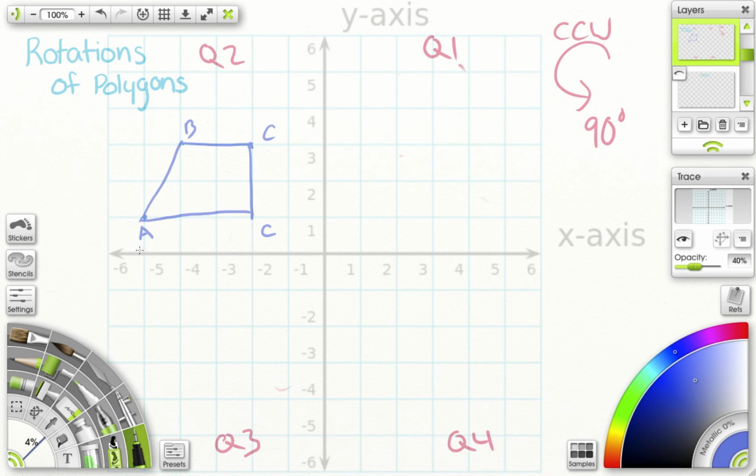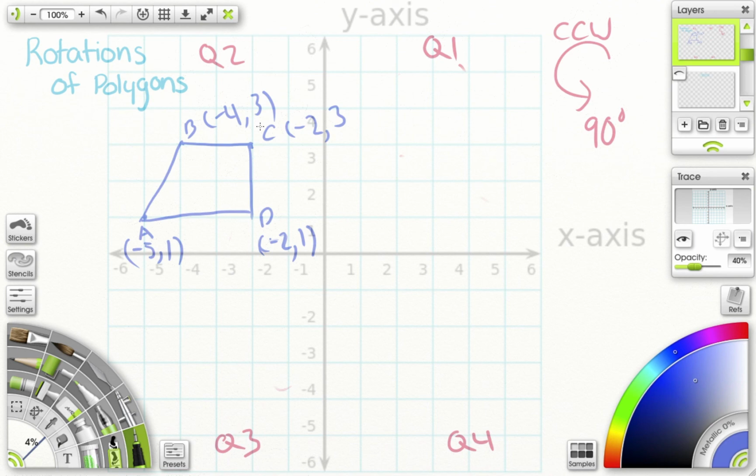So I have -5, 1, -2, 1. Whoops, I just realized I have 2 C's. D, -2, 1. This is -2, 3. And B is -4, 3. So we're going to do counterclockwise this time around.